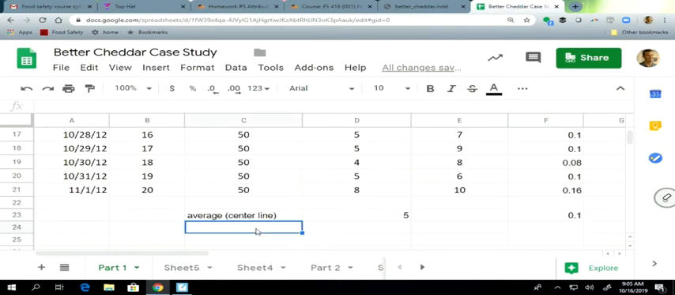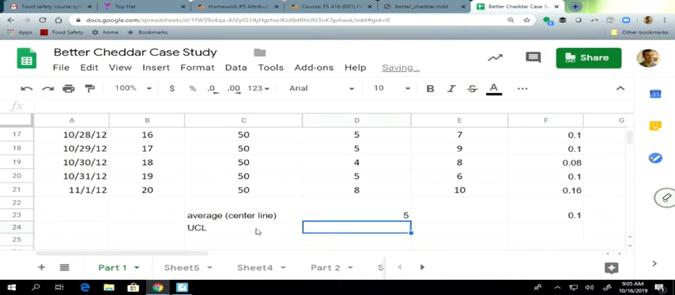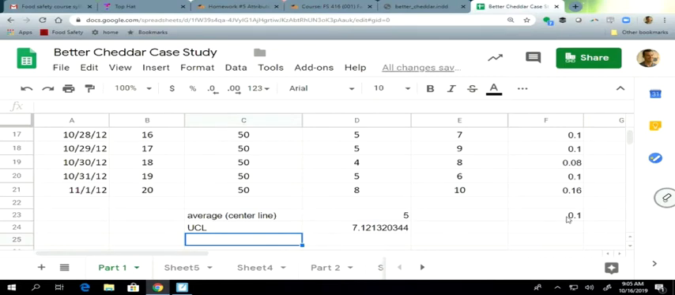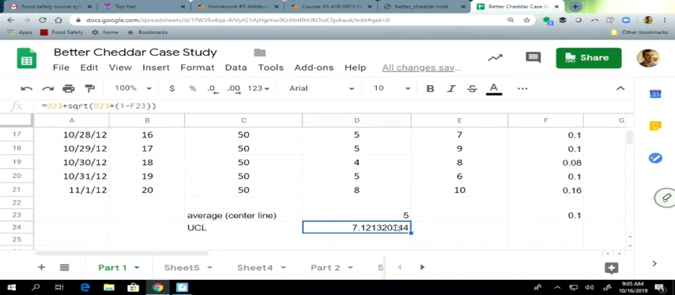That goes into that formula. So to get the upper control limit, it's going to be this NP plus square root of NP times 1 minus the initial P. That gives 7.12. And if you're eyeballing it, it makes sense, right? It's bigger than the center line.